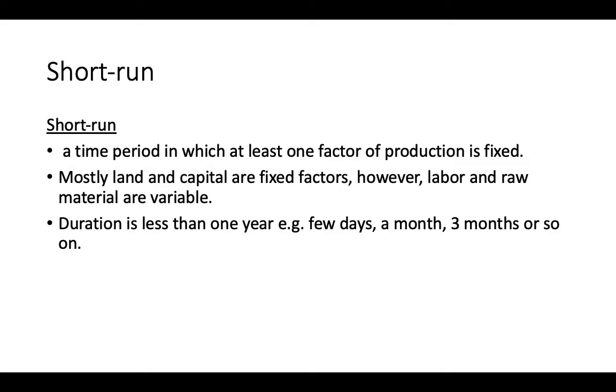Starting with the short run. Short run is a time period in which at least one of the factors of production is fixed. At least means it could be one or more than one. Mostly land and capital are the fixed factors, however, labor and raw material are variable. And the duration is less than 1 year. It could be a few days, a month, 3 months, 6 months, 9 months, but it has to be less than 1 year.